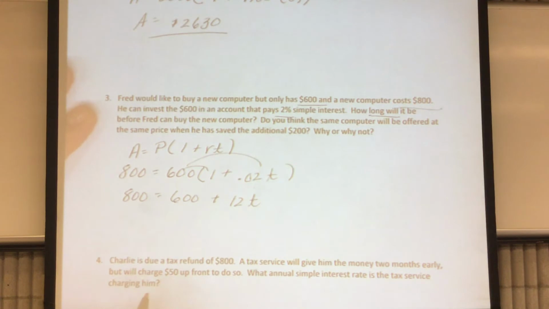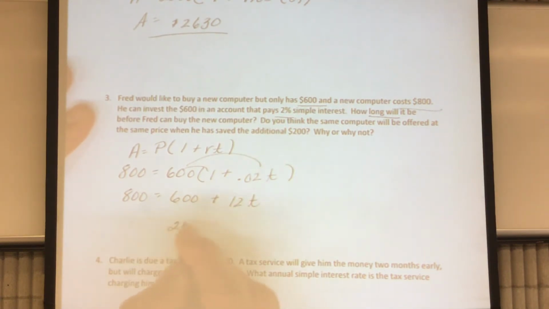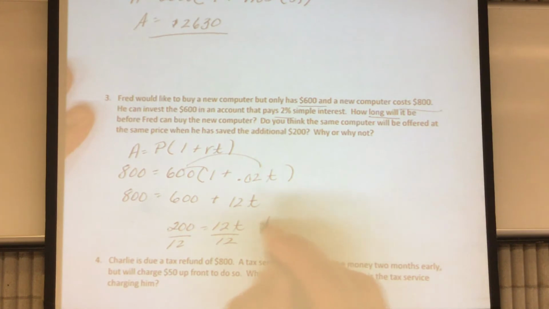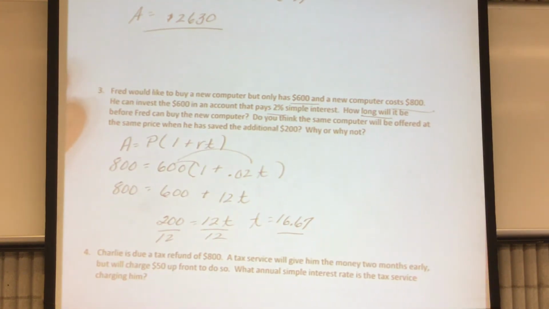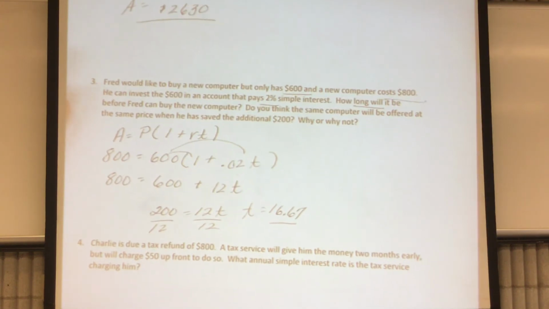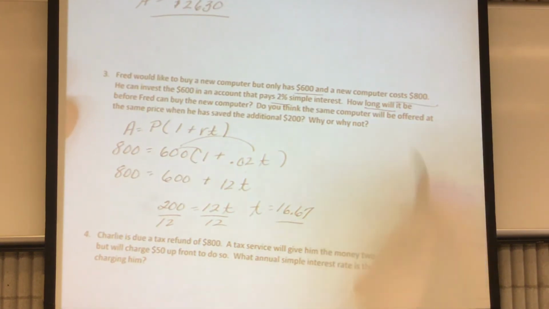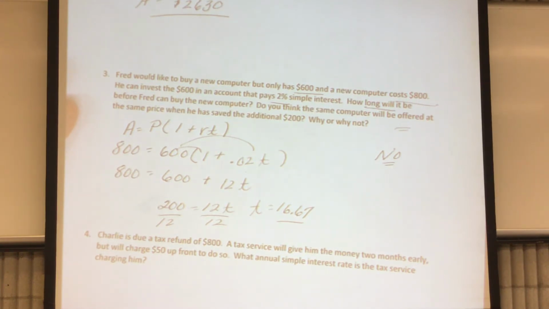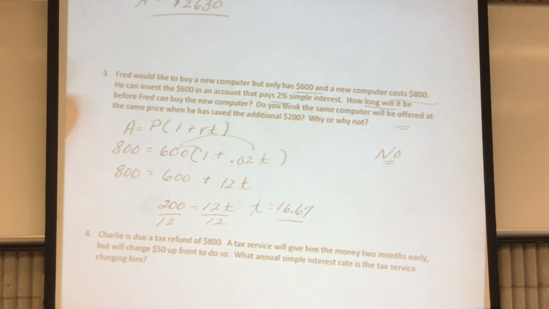So now subtracting 600 from both sides, we have 200 is equal to 12t. Divide both sides by 12, and the time is equal to 16.67. So therefore, it will take 16 years and 8 months for Fred to save the additional 200. Therefore, the answer will be no. Computers change so quickly that the same computer will not be offered at the same price. In fact, a better one may be offered at a cheaper price.